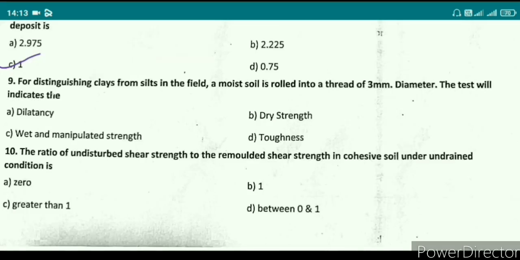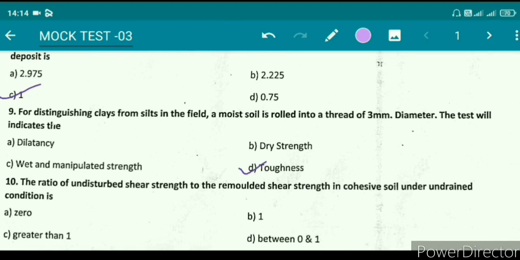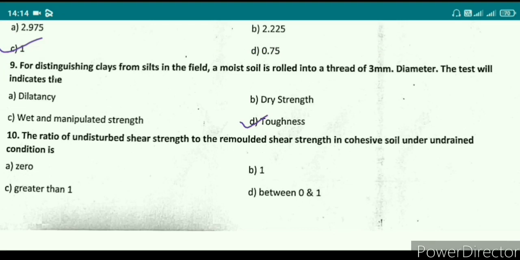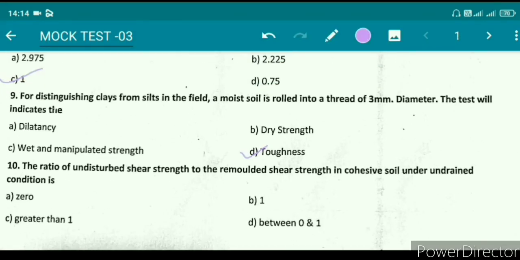Next question is, for distinguishing clays from silt in the field, a moist soil is rolled into a thread of 3 mm diameter. The test will indicate the dilatancy, dry strength, wet and manipulated strength, or toughness. So the right answer will be toughness. The next question, the ratio of undisturbed shear strength to the remolded shear strength in cohesive soil under undrained condition is option A, 0, option B, 1, option C, greater than 1, option D, in between 0 and 1. The right answer will be always greater than 1.